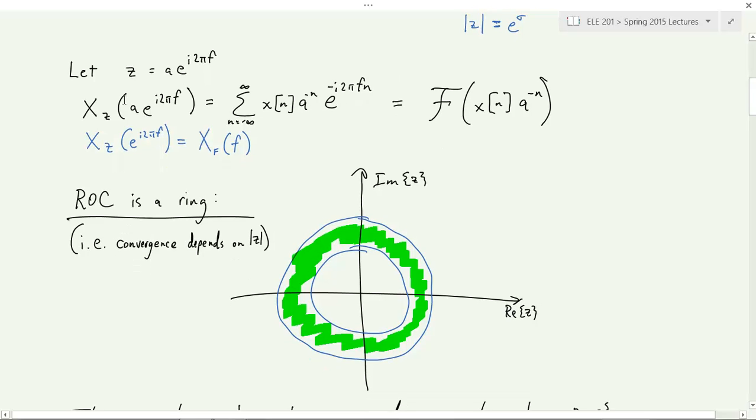So for example, if we let A equal 1 and we evaluate the Z transform at e to the i2 pi f, that's exactly just the Fourier transform of our discrete time signal, evaluated at f.